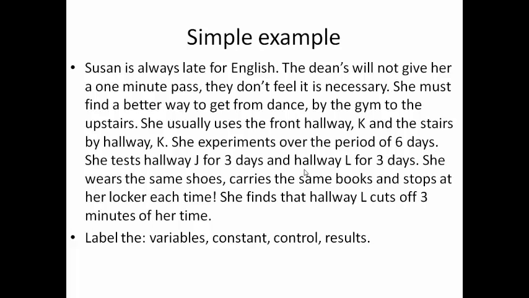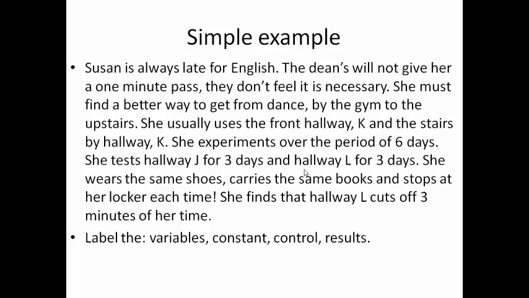So here's some practice, and you can hit the pause and practice labeling the variables, the constant, the control, and the results in this example. So Susan is always late for English. The deans will not give her a 1-minute pass. They don't feel it's necessary. She must find a better way to get from dance by the gym to the upstairs. She usually uses the front hallway K and the stairs by hallway K.